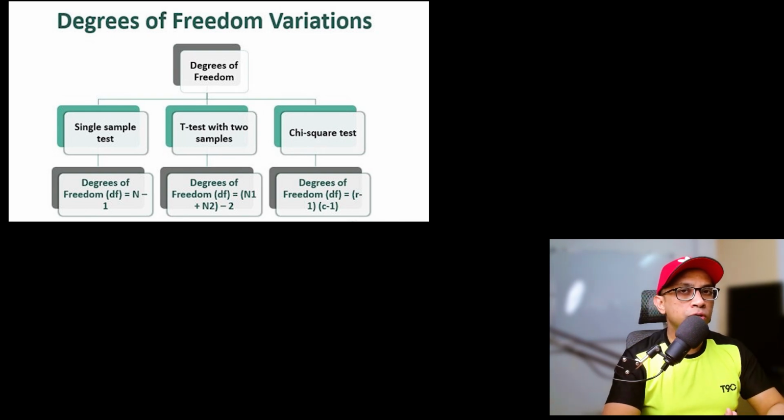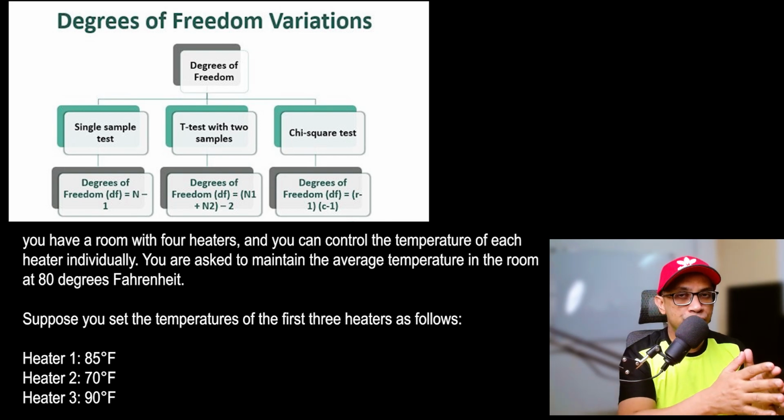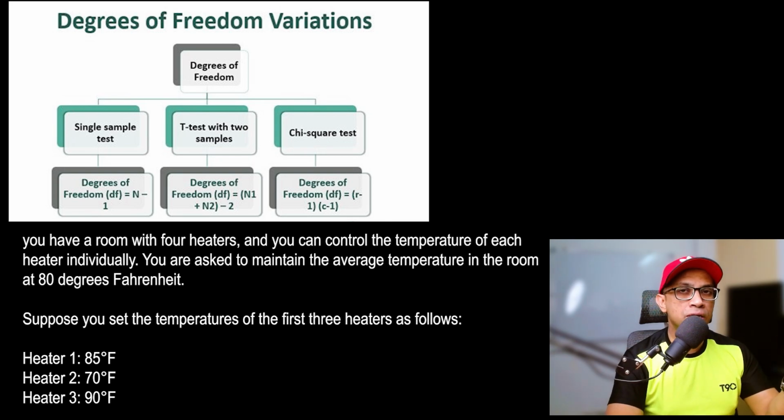If you are comfortable with geometry in the abstract, you can think of the degrees of freedom as the dimension of the space that the numbers live in. Now let's consider some examples to illustrate the concept of degrees of freedom in different contexts. First example is room temperature. Imagine you have a room with 4 heaters and you can control the temperature of each heater individually. You are asked to maintain the average temperature in the room at 80 degrees Fahrenheit.